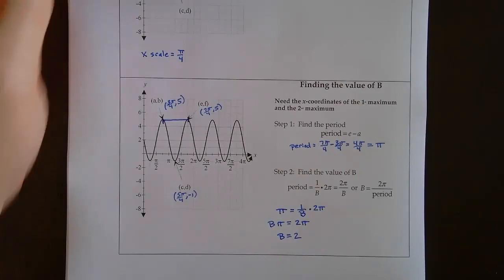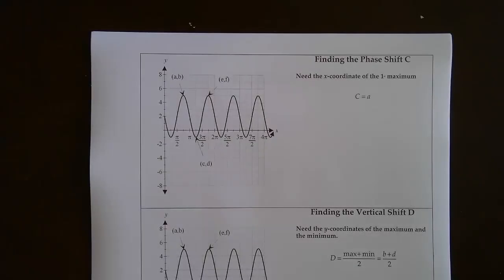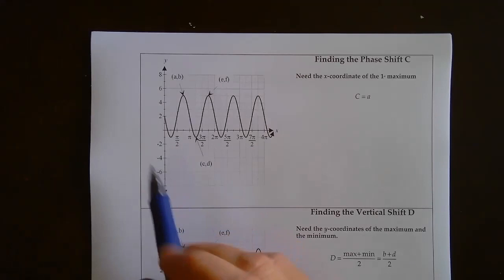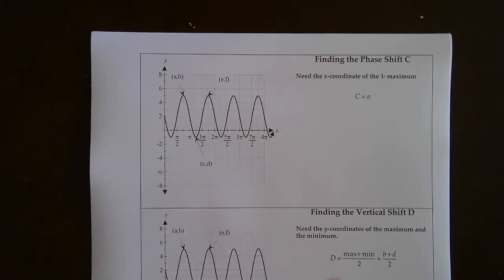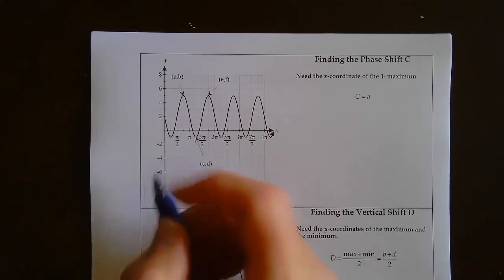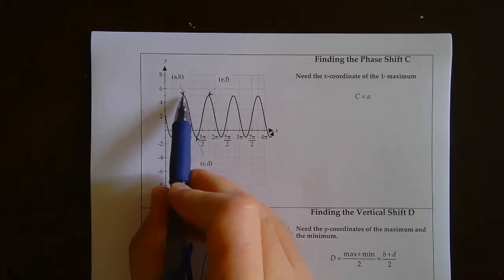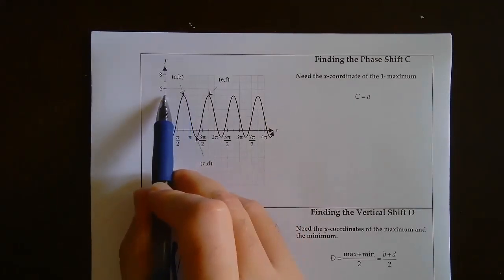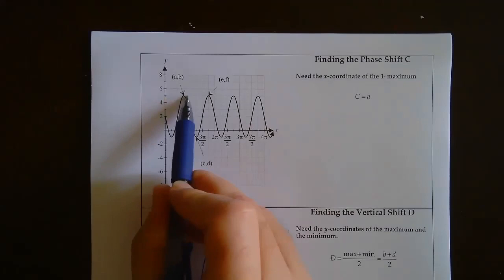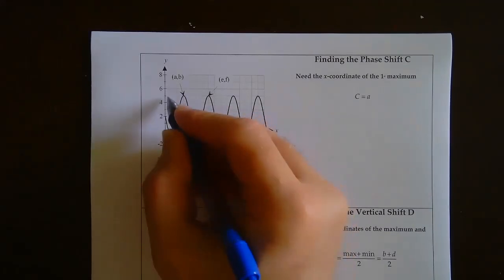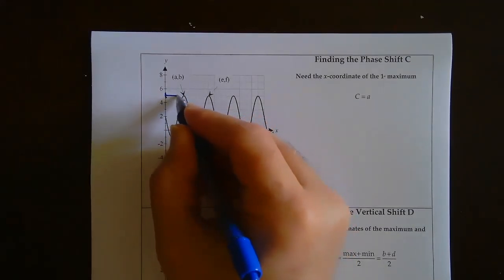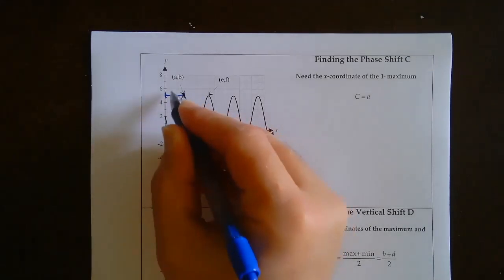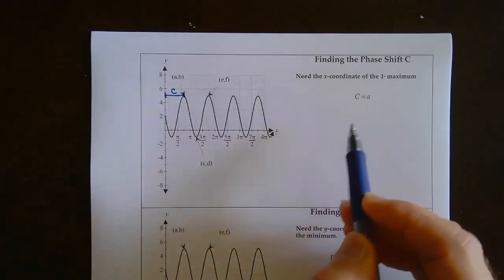Now let's find our C value. Our C value is how far it got shifted to the right. It's called the phase shift, okay? Usually cosine's max is right here on the y-axis, right? So it's been moved over a little bit. This distance right there that it got moved over is our C value, okay?